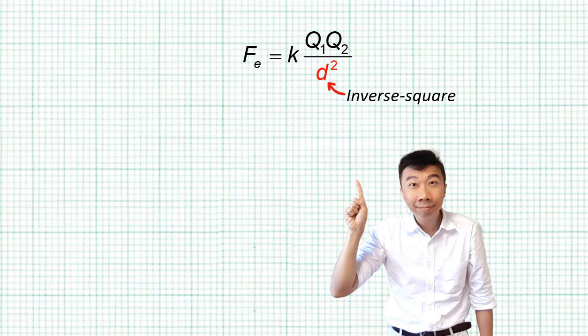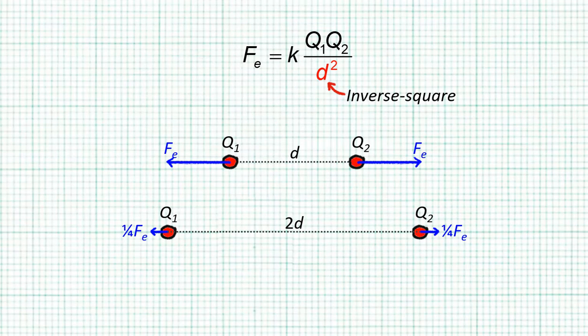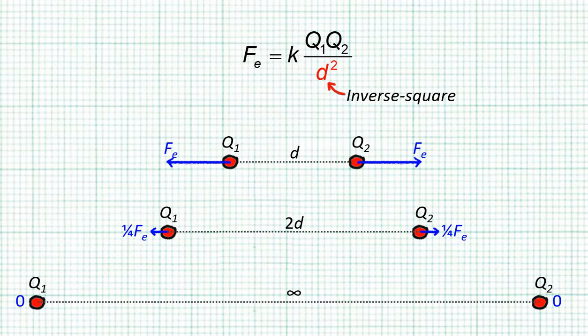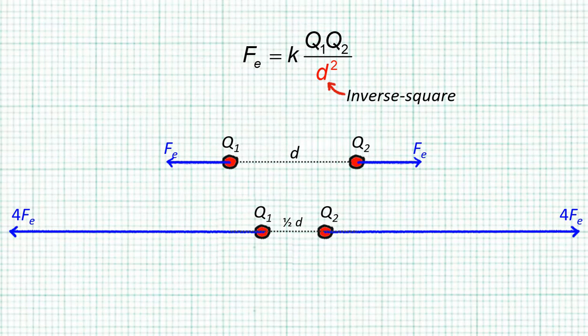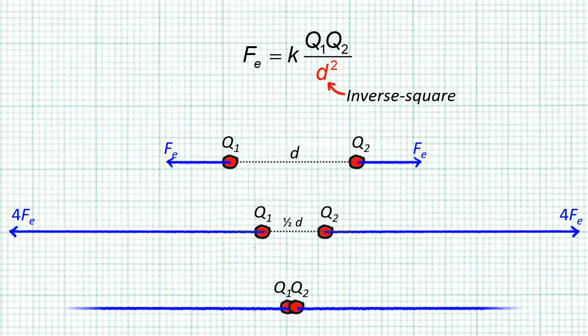In the denominator, we see again the inverse square law. So the force and distance change in opposite direction. If we increase the separation between the charges, the force decreases and it approaches zero at infinite separation. On the other hand, if we decrease the separation, the force increases. In fact, the force becomes infinitely large at zero separation.